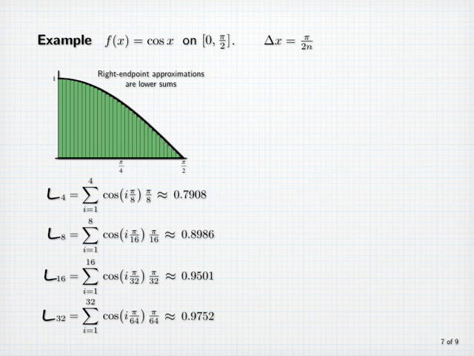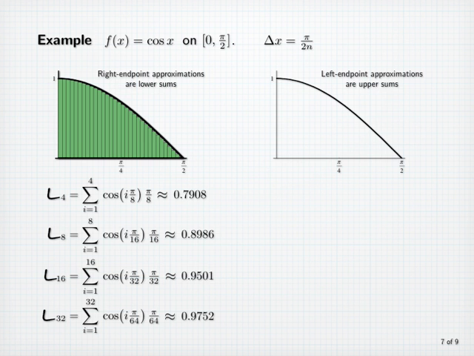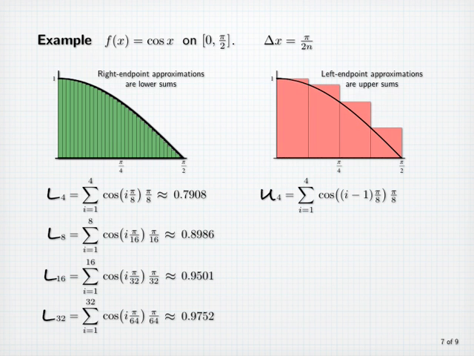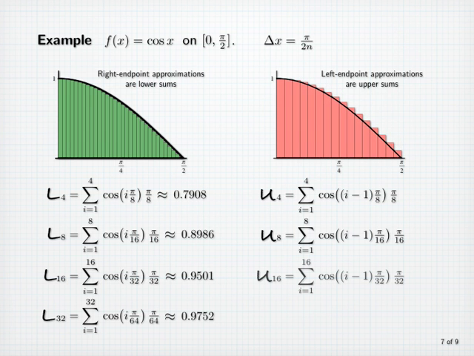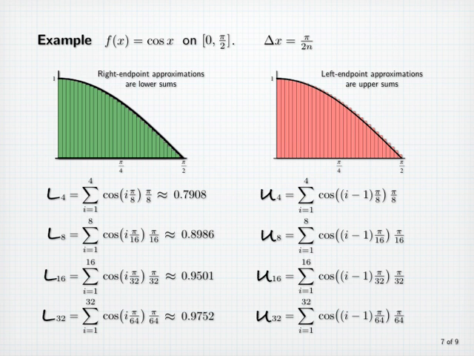Now again, because the function is decreasing on the interval, left endpoint approximations will provide upper sums. Here's the picture for U4. U4 is the sum as i goes from 1 to 4 of cosine of i minus 1 times delta x, which here is pi over 8, times pi over 8. Here's the 8th upper sum, the 16th upper sum, and the 32nd upper sum.